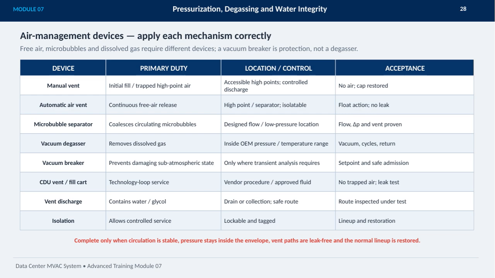Vent discharges must safely handle water or glycol, directing them to drains or collection points that are carefully inspected during testing. Isolation devices enable controlled servicing by being lockable and tagged for safety. Finally, lineup and restoration are complete only when circulation is stable, pressure stays within the envelope, vent paths are leak-free, and the normal system lineup is fully restored. This thorough approach ensures reliable and efficient system operation.